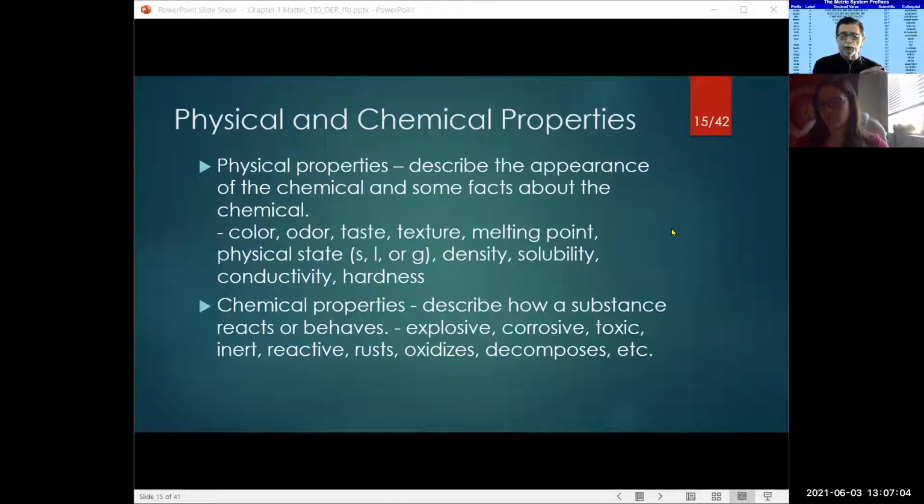That's a physical property. We all have different densities. Solubility: is this material soluble in water, or is it soluble in oil-like solvents? Does it conduct electricity, or is it a non-conductor? And even such a thing as how hard it is. There are tools that we use to measure the hardness of a particular material.